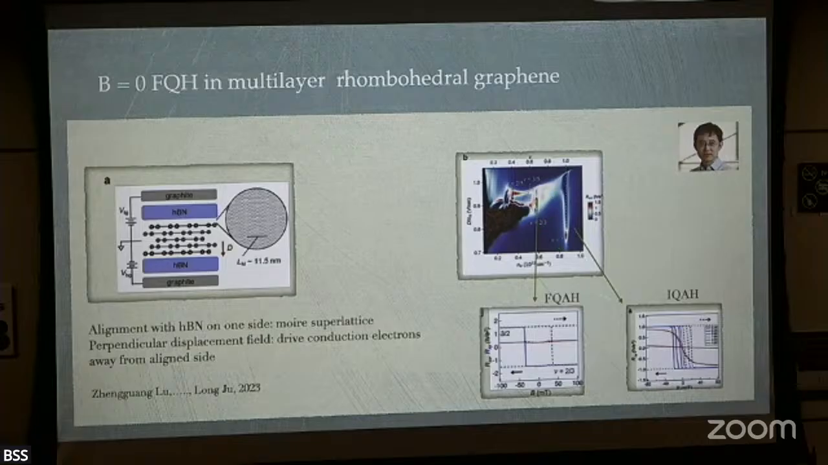At nu equals 1, you see an integer quantum anomalous Hall state. At the lowest temperatures, you see this hysteresis and then quantization of Rxy at h over e squared. And at 2/3, you once again see hysteresis and quantization at 3/2 h over e squared. Right? And there are many more plateaus seen in this system, but for the purpose of this talk, all you need to know is that this phenomenon exists in real life.